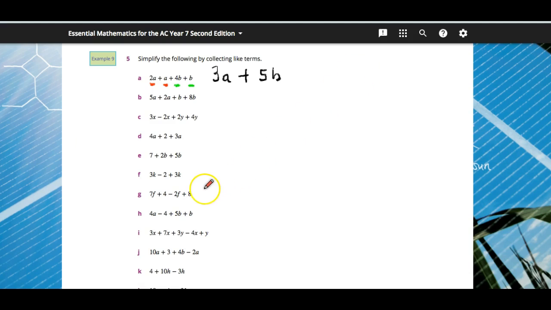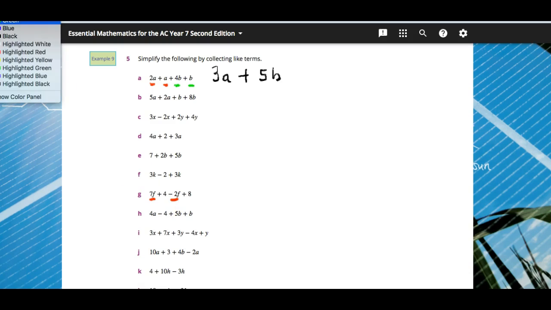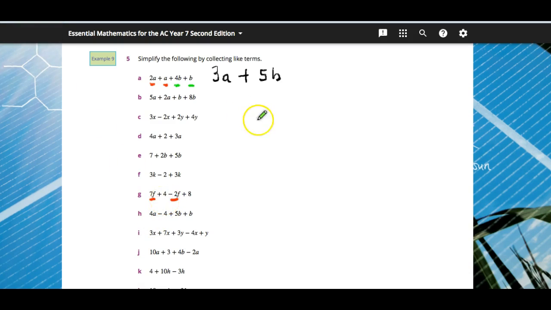Let me just quickly check what we've got here. So let's look at G. So G, we have 7F and minus 2F here. And then we've got some constants as well. So remember, a constant term is just a number by itself, no letter.